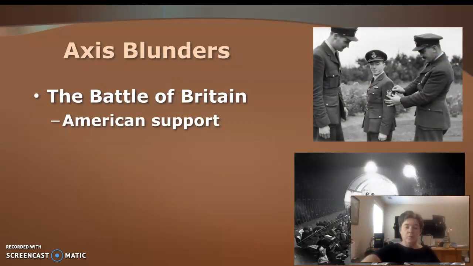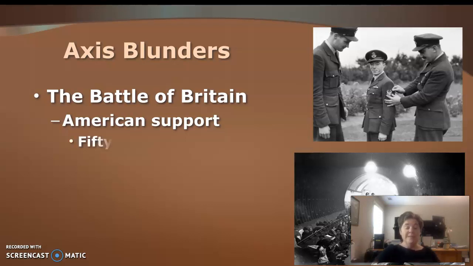The people of Britain were very, very dedicated to not surrendering to the Germans. And part of that was the support that they got from men like Winston Churchill. He was a great leader. Part of it also was the support they got from the Americans. And that support came in several different varieties.